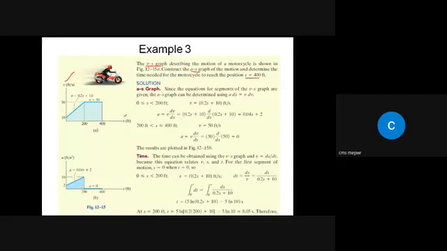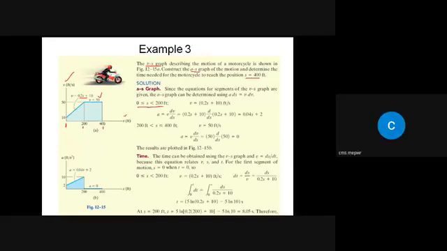From position 0 to 200 feet, which equation will be used? v is equal to 0.2 s plus 10. And from 200 to 400 feet, which equation will be used? V is equal to 50. Is it clear? Yes, sir. Okay.